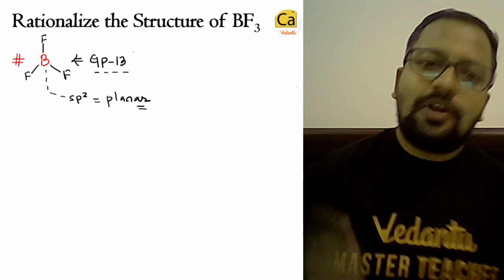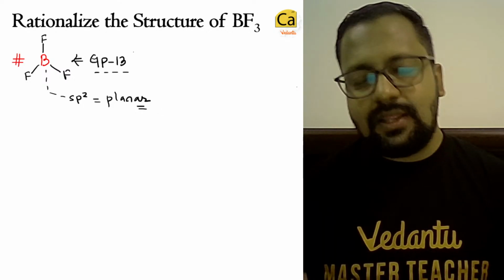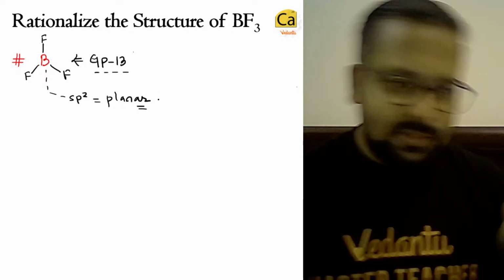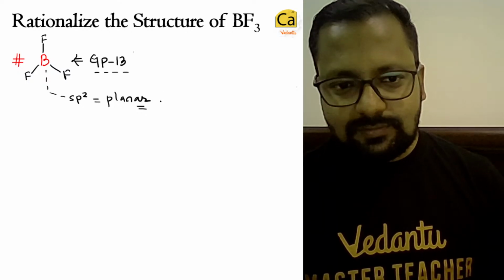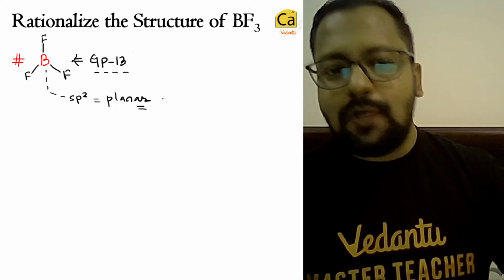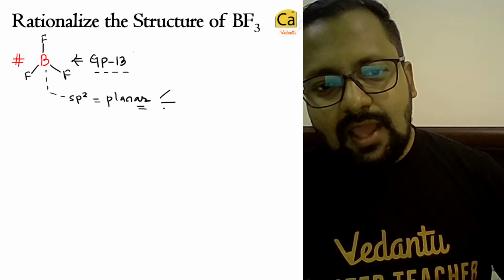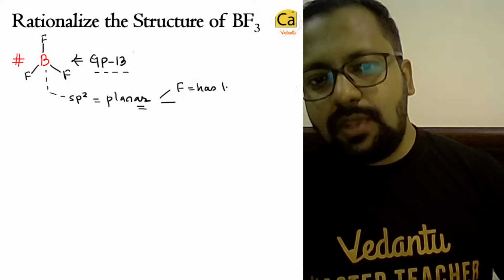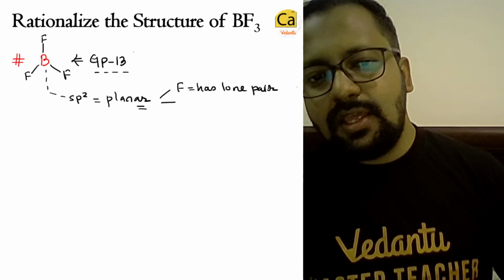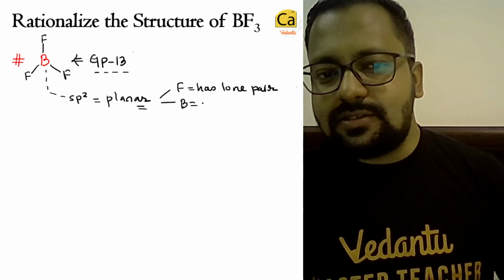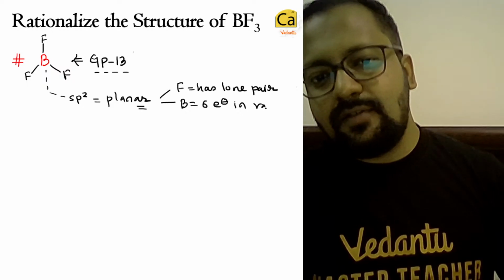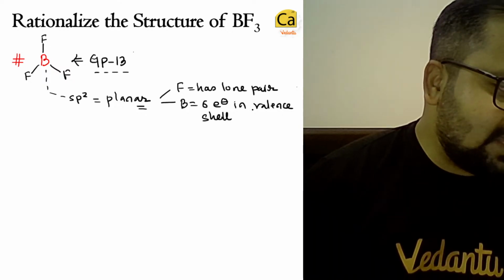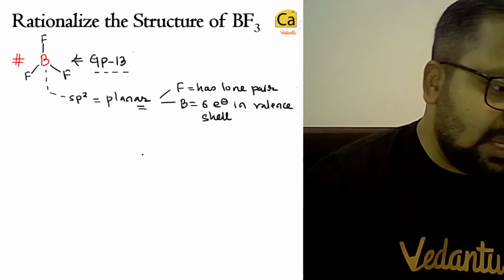Now that is not the end of it. If I have to understand something, I have to understand it in depth. I cannot just superficially look at it. So I have to look at two things as well: that fluorine has lone pairs and boron has 6 electrons in valence shell. Isn't it? Boron has 6 electrons in valence shell.